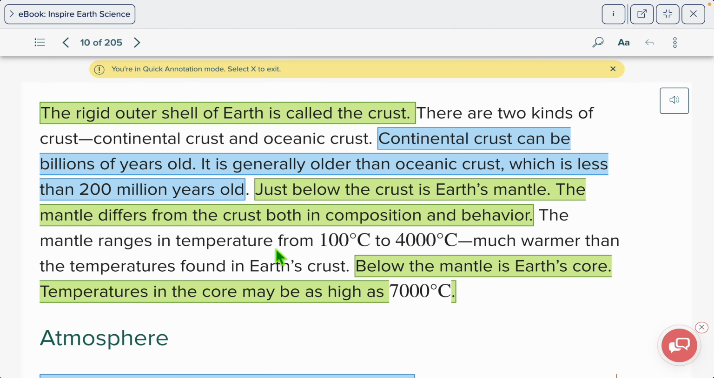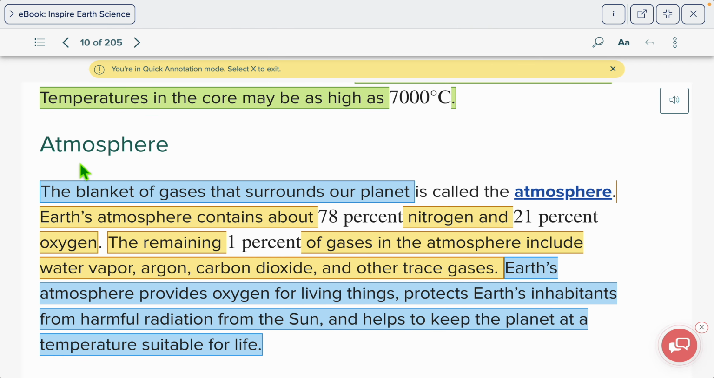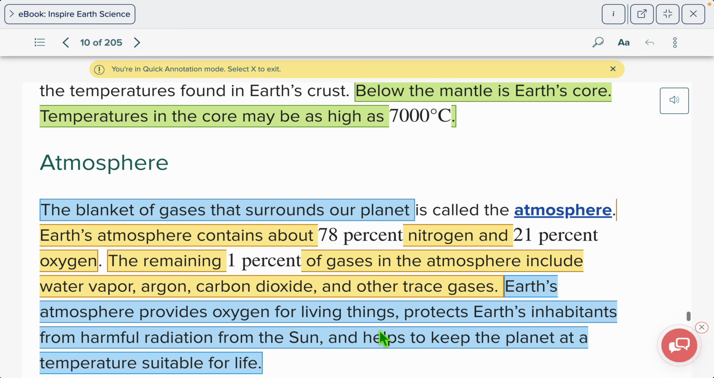All right. Then number 16, what is the atmosphere? Well, the blanket of gases that surrounds a planet is called the atmosphere. Earth's atmosphere contains about 78% nitrogen, 21% oxygen. The remaining 1% of gases in the atmosphere include water vapor, argon, carbon dioxide, and other trace gases. Earth's atmosphere provides oxygen for living things, protects Earth's inhabitants from harmful radiation from the sun, and helps to keep the planet at a temperature suitable for life.